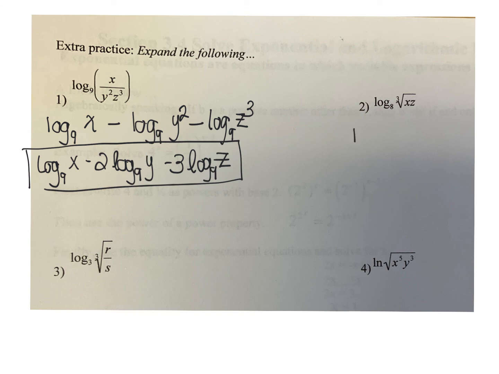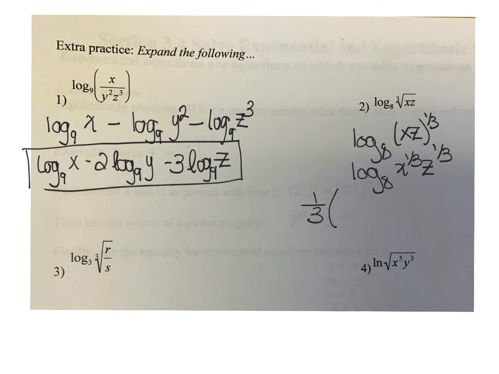On number 2, we have log base 8. The x and z are both to the 1/3 power because they're both inside of that root. So remember, laws of exponents means that I can distribute that exponent into both of them. They're multiplying, so I can add. So I can put the power in front, 1/3. Log base 8 of x plus drop the power in front, 1/3 log base 8 of z.